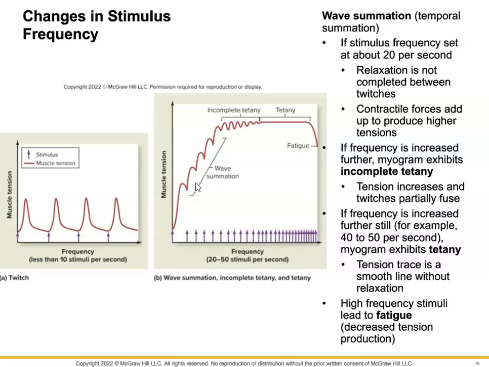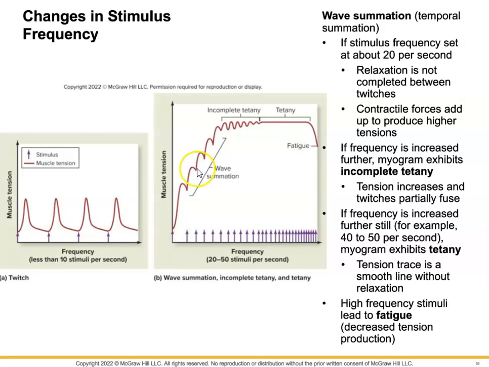So each stimulus after the first one is hitting that muscle before it gets to relax completely. So that rapidly re-stimulated muscle is going to display a summation of the contractile forces as each new wave is added to the previous wave. So these waves, remember, are showing force of contraction or muscle tension. So a stimulus hits and we have contraction. The muscle starts to relax. Whoops, there's another stimulus. Let's contract again. So it's going to contract a little more forcefully.